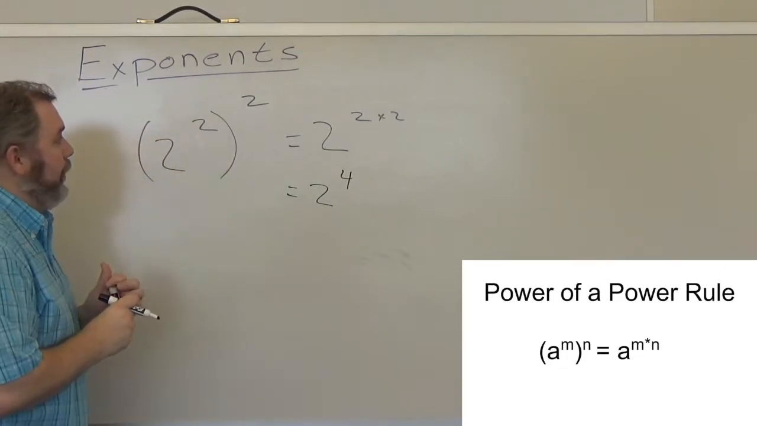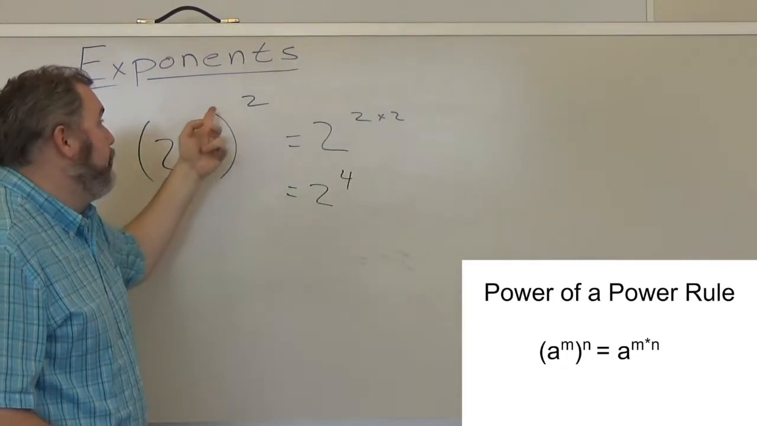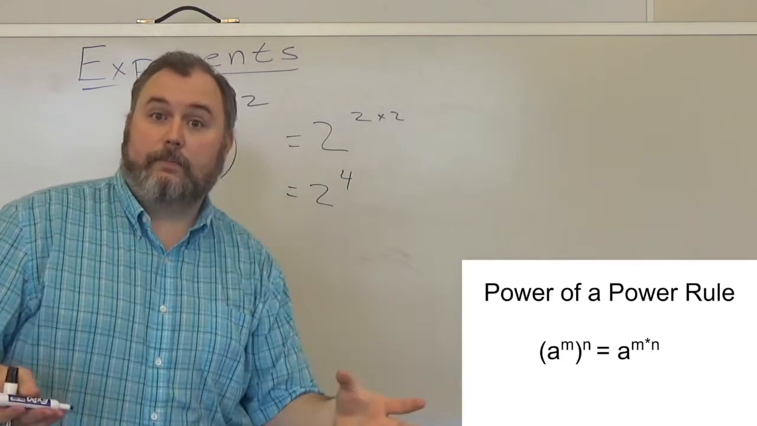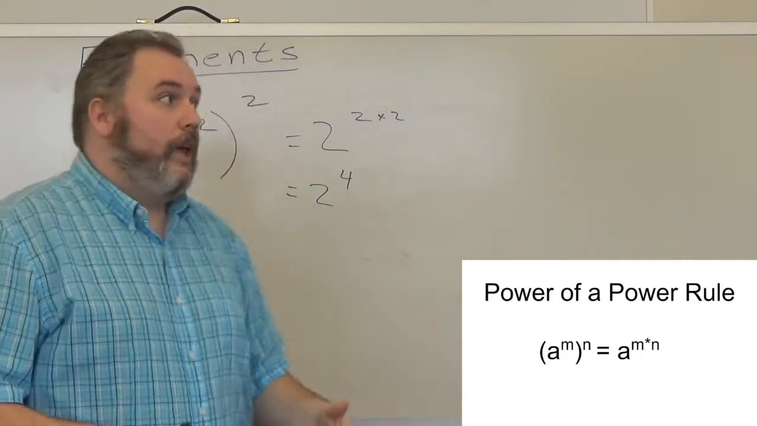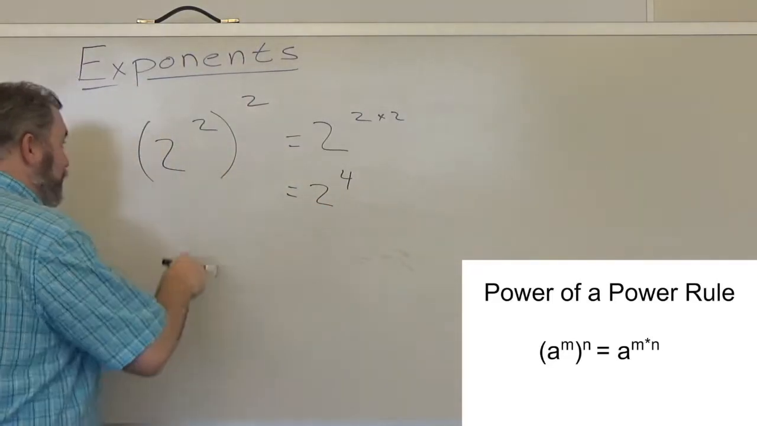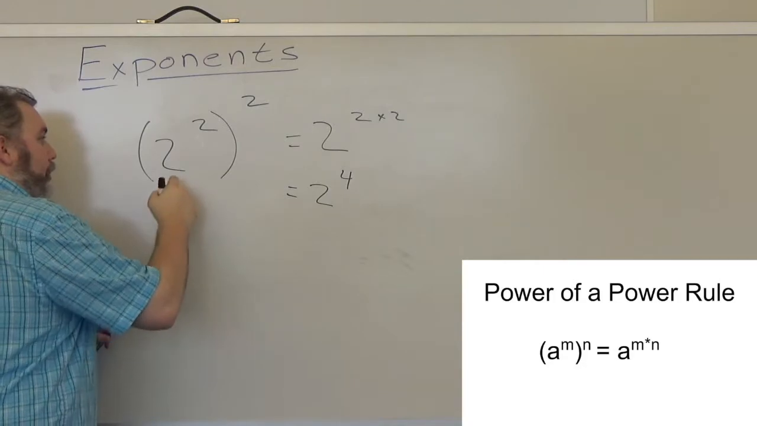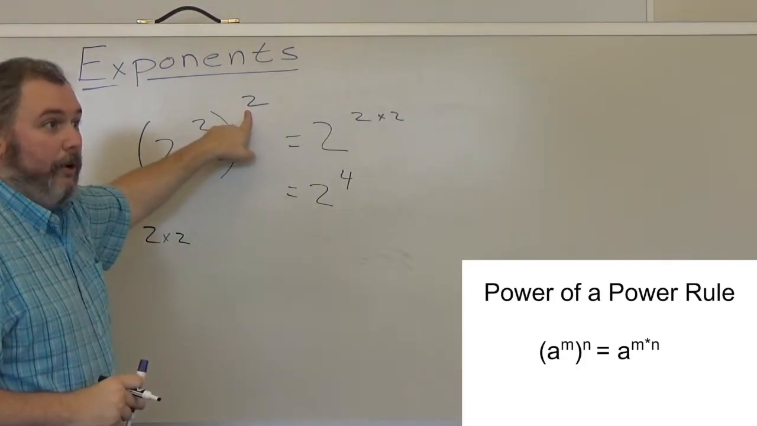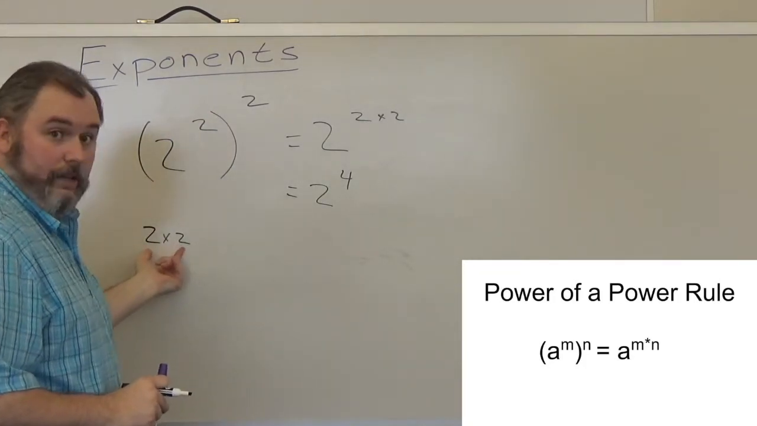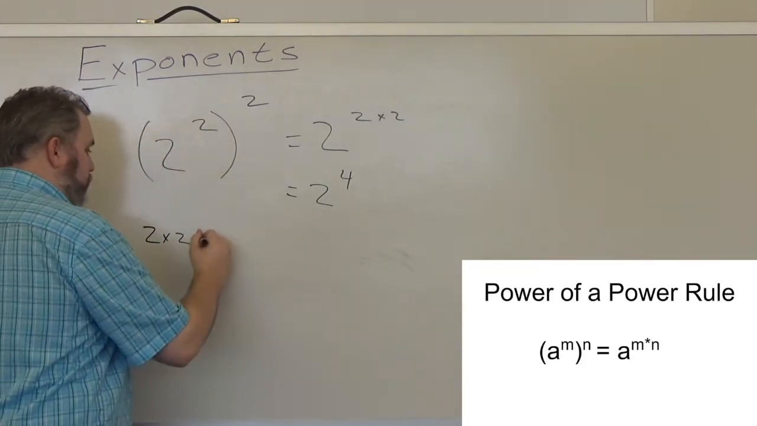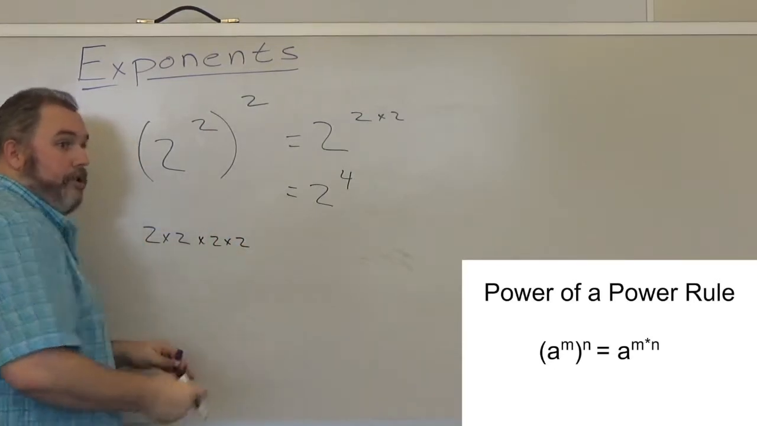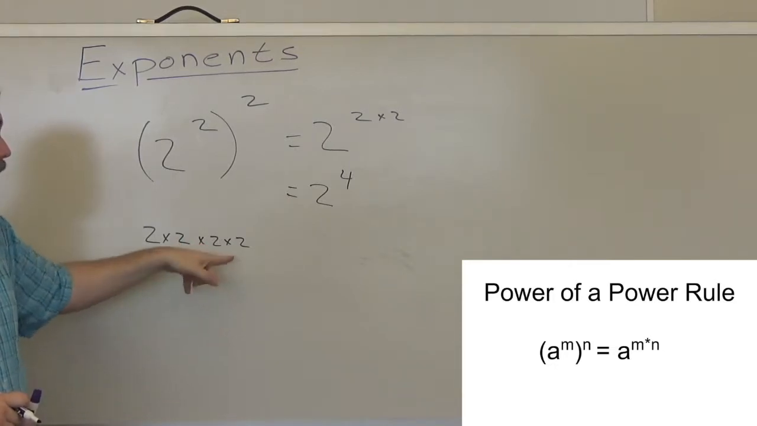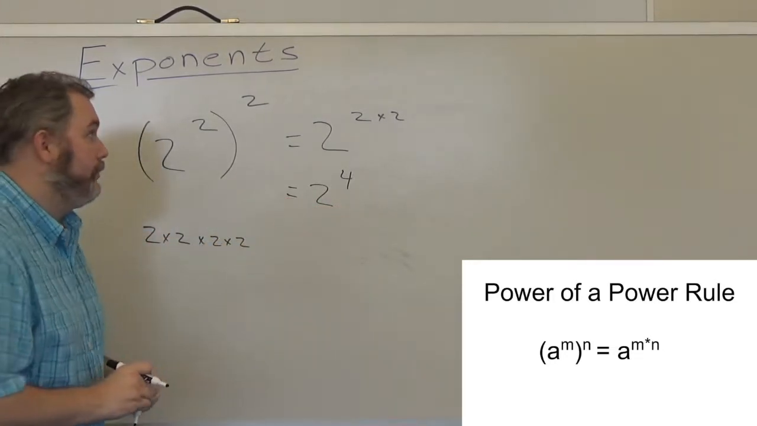So really, what just happened? I took this exponent and I multiplied it by this exponent. This only works when we're raising exponents by an exponent. We can prove this again. I know that this is 2 times 2. But this exponent is telling me that there's not just one of these, but there's 2 groups of these. So here's my 2 groups. Well, 2 times 2 times 2 times 2 equals 2 to the 4th power.